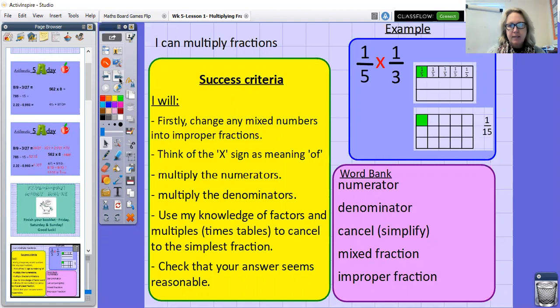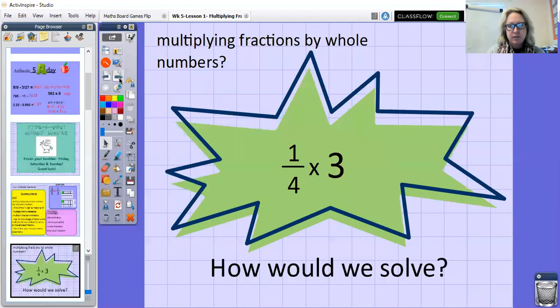So let's have a look at multiplying fractions. We're going to start off by looking at multiplying fractions by whole numbers. So we've got a quarter times 3. So have a little think to yourself what that actually means.